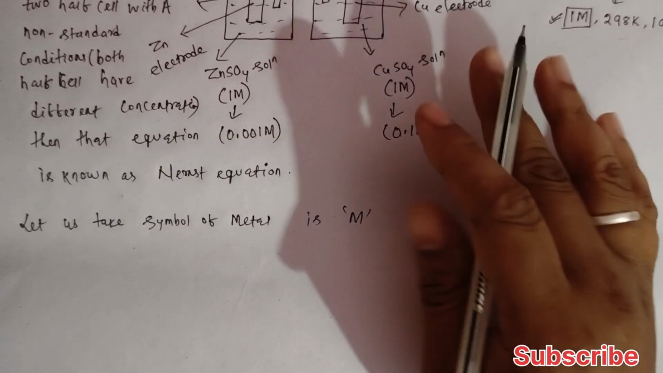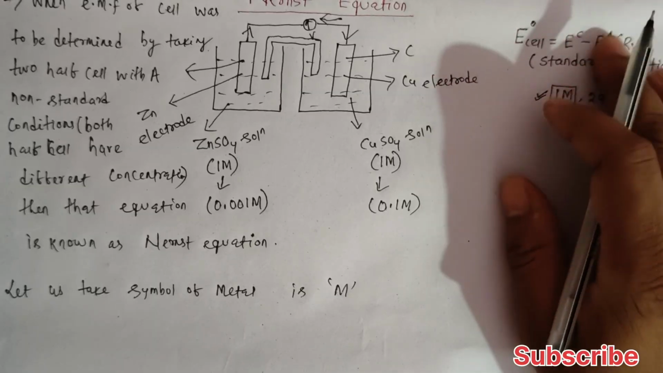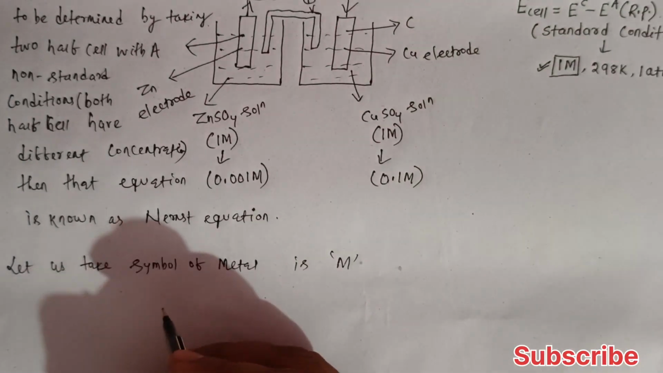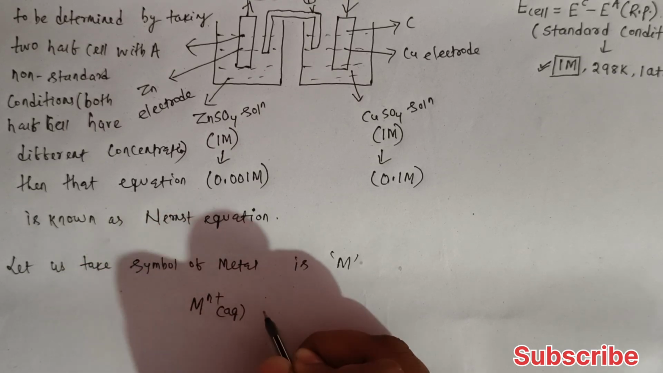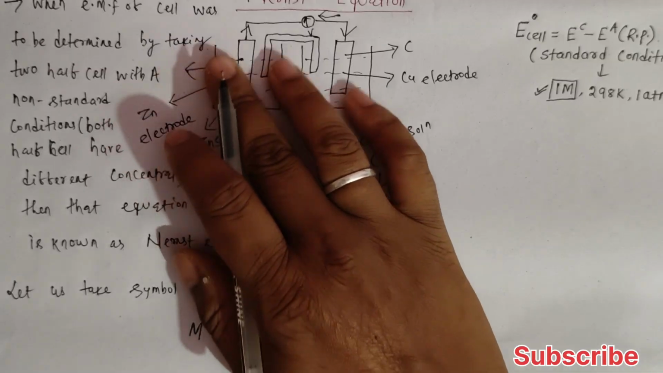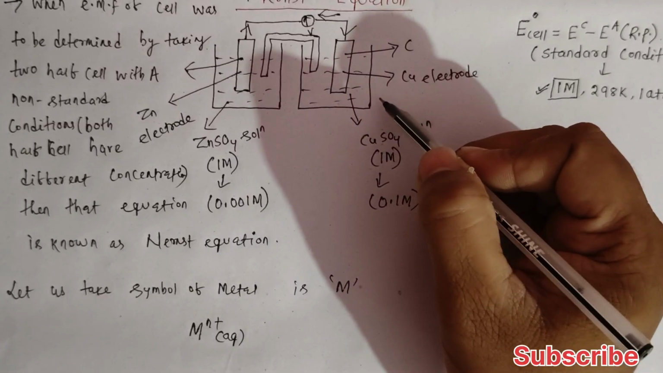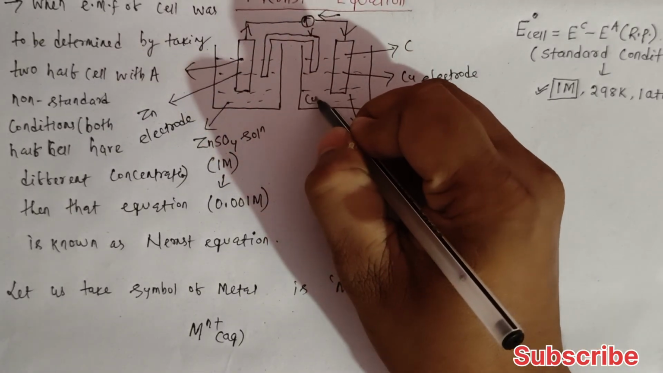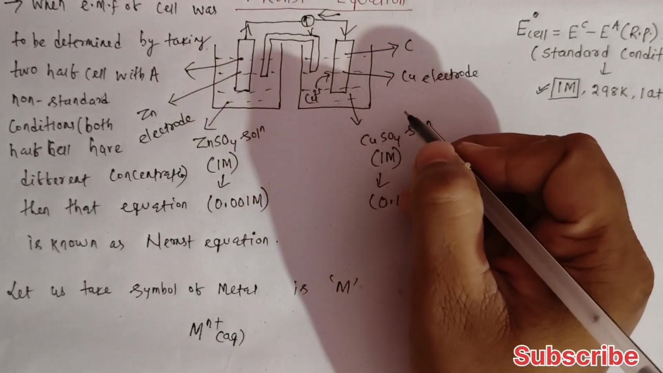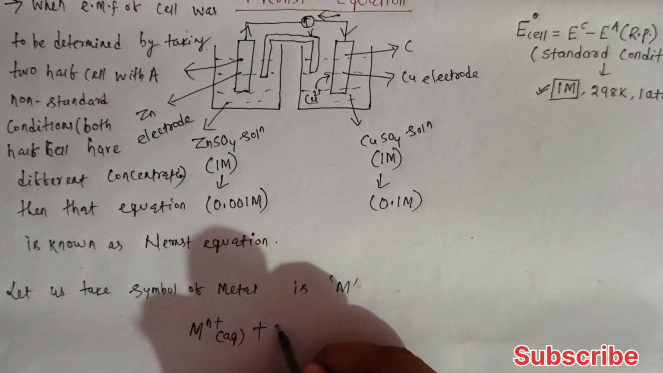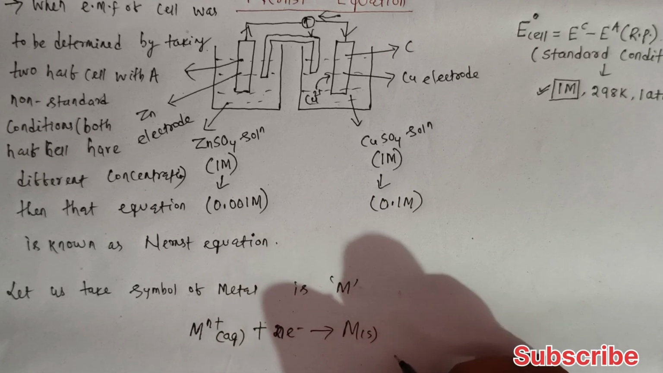As you all know, in E cell we need E cathode minus E anode. That means reduction potential is needed. So first of all we take Mn+ aqueous. What is Mn+? Let me take a simple example. As you clearly see here, zinc sulfate solution contains Zn2+. Copper sulfate solution contains Cu2+. We all know that Cu2+ undergoes reduction. That means Cu2+ plus 2 electrons gives copper solid. Like this, Mn+ plus n electrons gives M solid. Very simple.